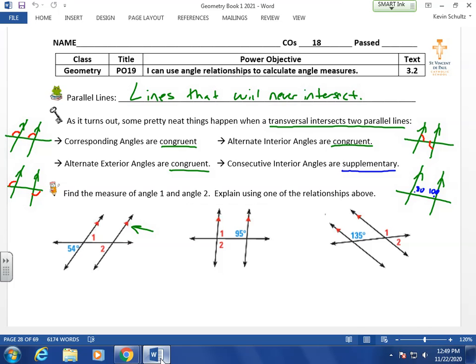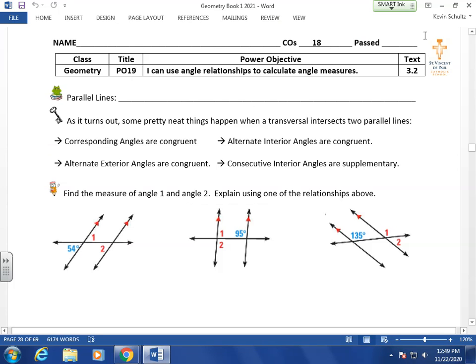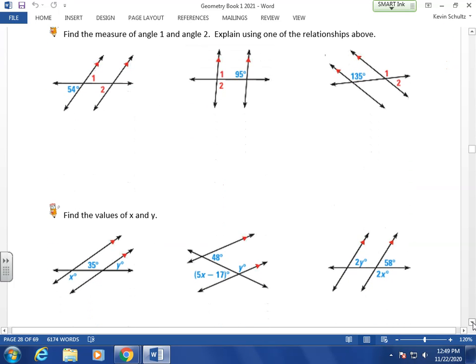So getting down to some examples of how we can use this to our advantage. It says, find the measure of angle 1 and angle 2, explain using one of the relationships above. Given this 54-degree angle, we actually have a couple different ways now. Our toolbox is getting bigger, more tools, right? You might notice that 54 and angle 1 are vertical angles, something we've done before. So you can get angle 1 to be 54 and then look for that relationship with angle 2.